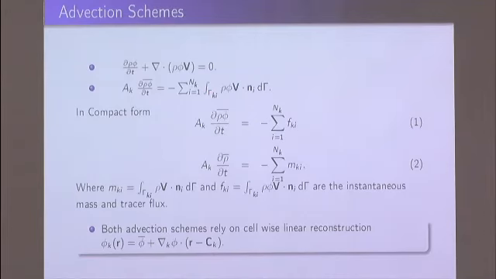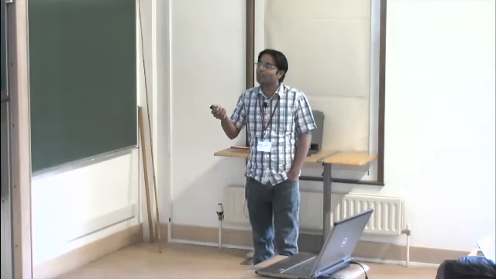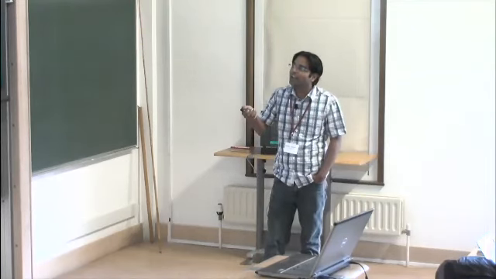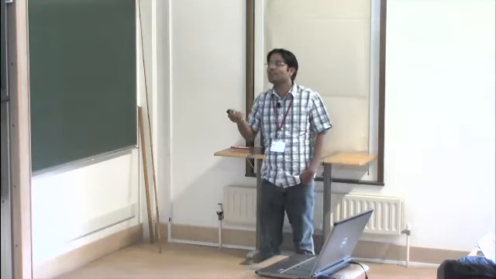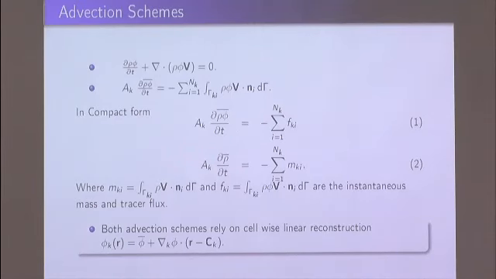and this equation can be written in a compact form, where the evolution of this quantity is because of these fluxes, and the evolution of this mass is because of these mass fluxes. Here, mki and fki are the instantaneous values of the mass and tracer flux on the edges.